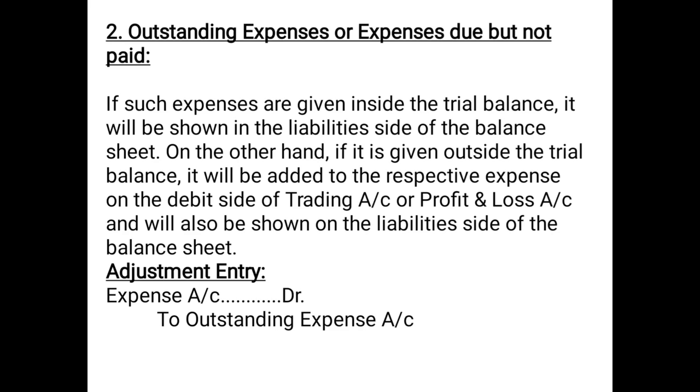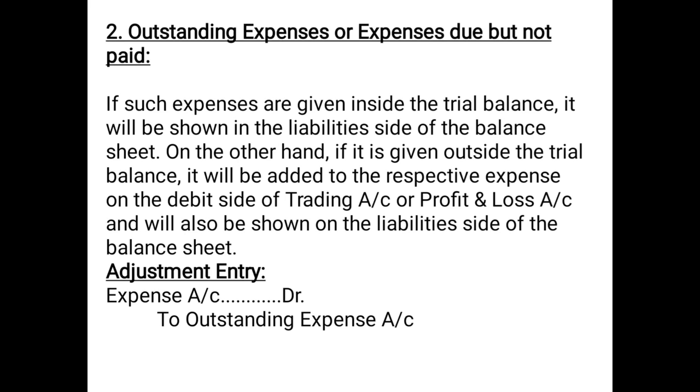But if it is given outside the trial balance as an adjustment in the additional information, it will be shown at a minimum of two places. First of all, it will be added to the respective expense on the debit side of the trading account or profit and loss account, as the case may be. For example, if the value of wages is given 5,000 inside the trial balance and the adjustment says outstanding wages 1,000, then on the debit side of the trading account, because wages is recorded on the debit side of the trading account, you will show wages 5,000 plus outstanding wages 1,000. That means in the amount column, you will show the net amount of 6,000 as wages. So this is one place where it will be going.